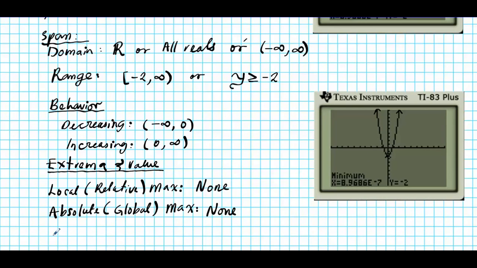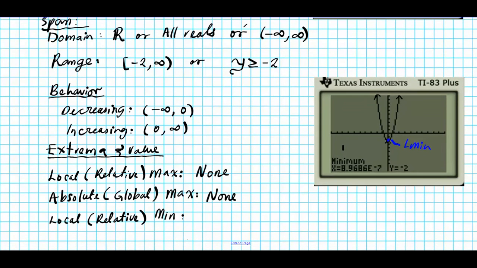Now let's talk about the minima. Do we have any local or relative minima in this graph? So in that case, we're looking for valleys, okay, or low points. So in this graph, we have a valley right here, a low point. That is the only local minimum that we have. All right, so we have a local minimum at x equals 0, and the value is y equals -2, as indicated here.